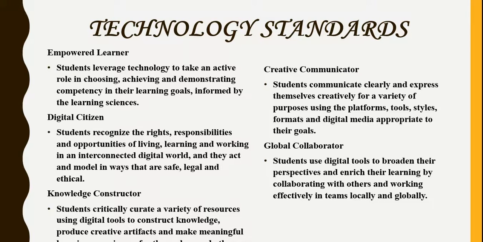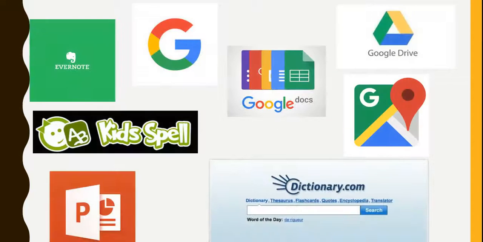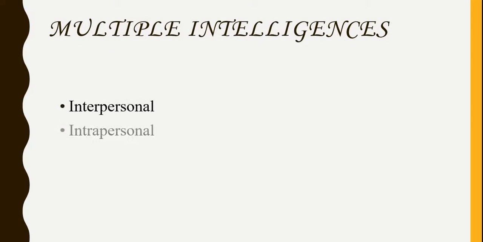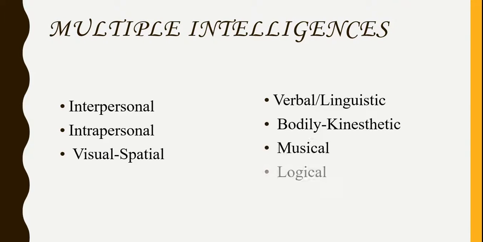As technology becomes more involved, we have to have standards. The standards the students will follow are Empowered Learner, Digital Citizen, Knowledge Constructor, Creative Communicator, and Global Collaborator. These standards are in place to keep the safety of our children while exploring the Internet. In this unit, we will be using several online technological resources. The unit has been tailored to meet the multiple intelligences that many of our children possess.